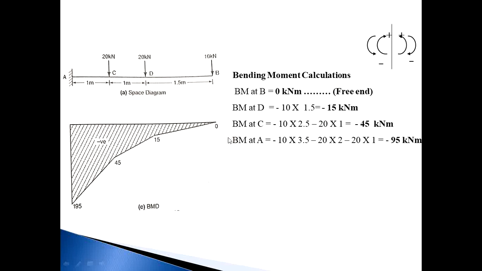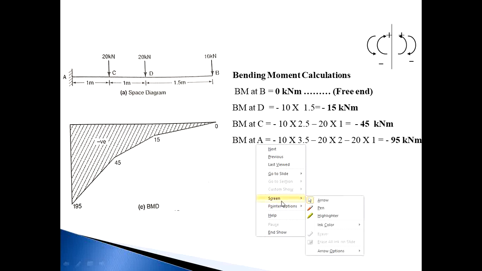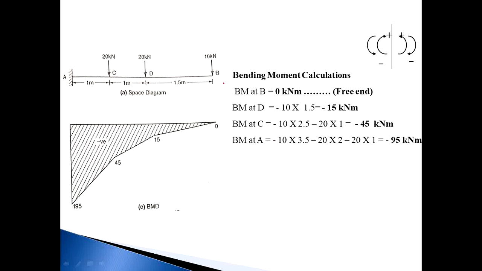Then next, bending moment calculations. Once again, bending moment at B is equal to 0 because B is a free end. Assume sign conventions, right side: anticlockwise positive, clockwise negative. So bending moment at B is equal to 0. Then next, bending moment at D.